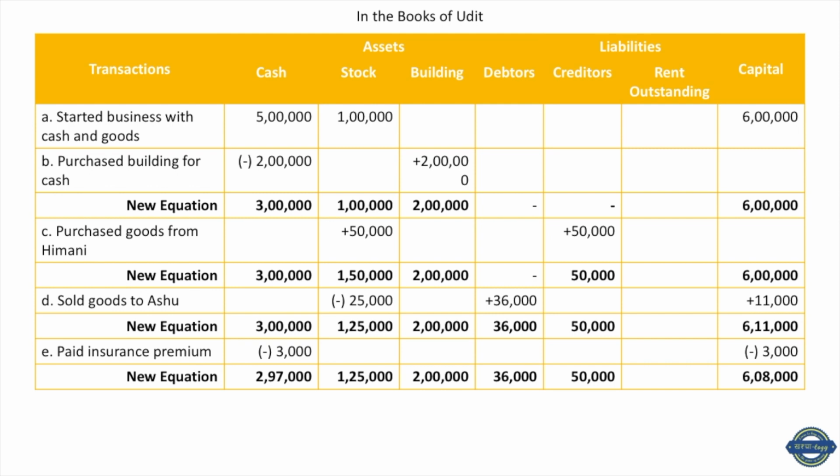Rent outstanding. We have discussed what an outstanding expense means. Rent is of this accounting period, so we will deduct this expense from the capital column. Rent is outstanding, that means we have not paid this rent yet. It is something that is pending. We owe this money, that becomes a liability. So we will add rupees 5,000 under rent outstanding column under liabilities.